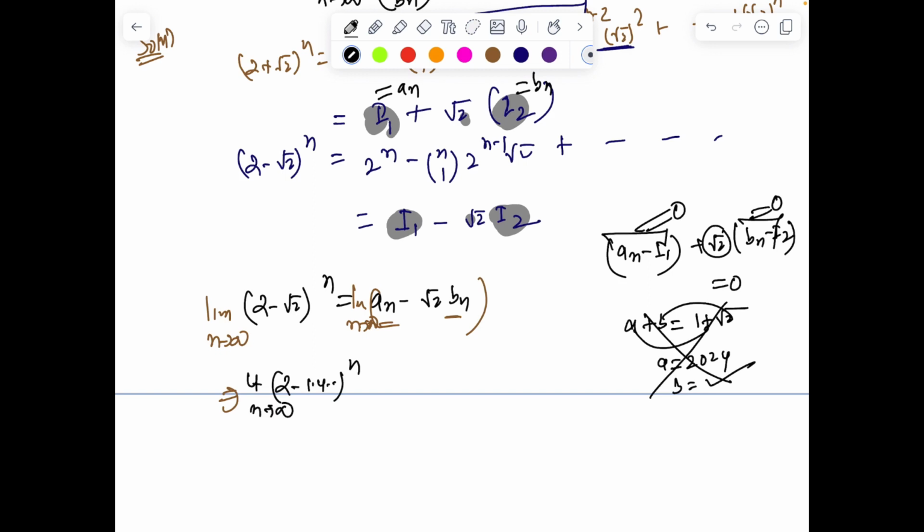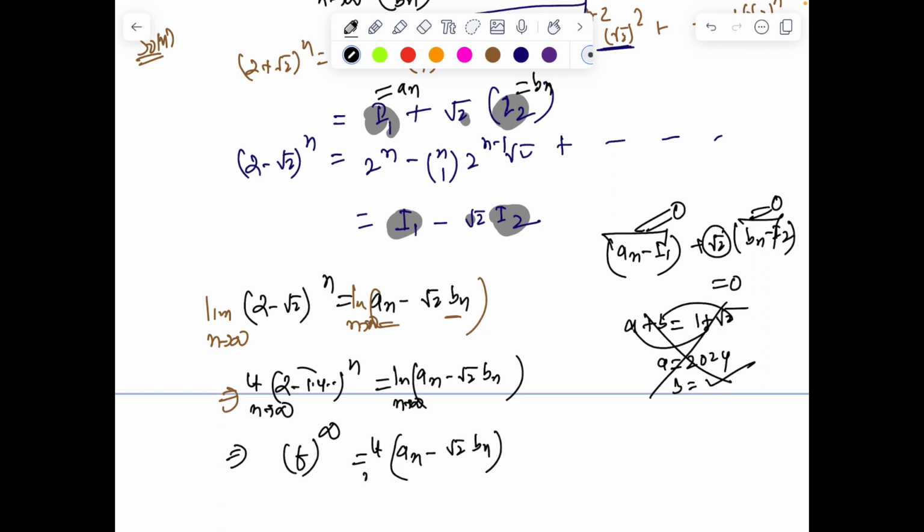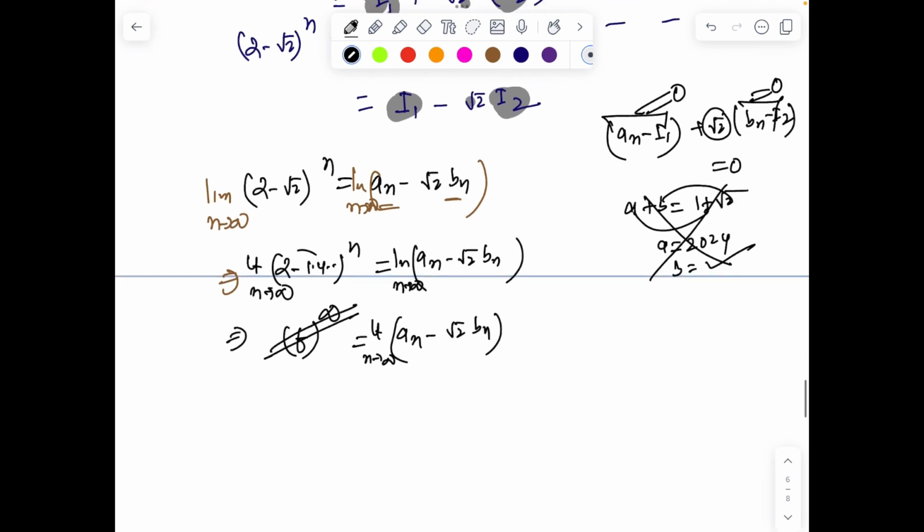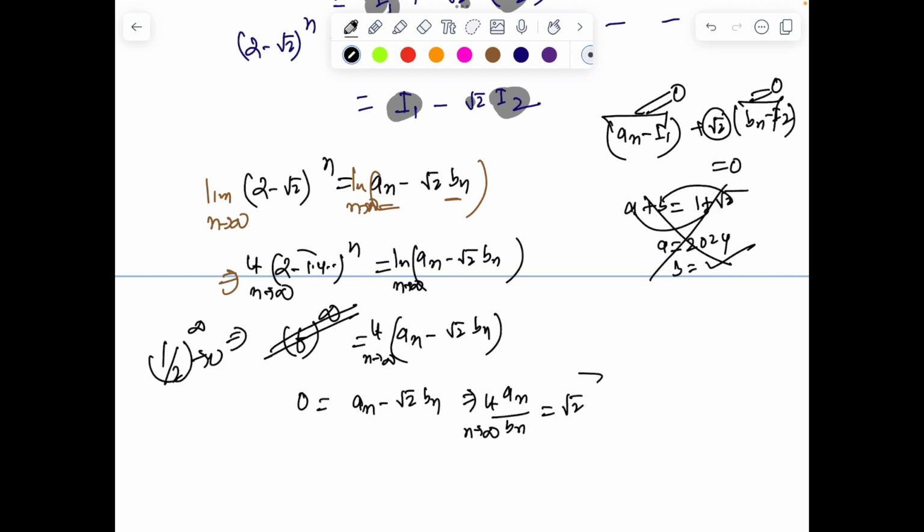1.414 to the power n आ जाएगा. Limit n tends to infinity and this quantity is an minus root 2 bn. अब ये quantity देखो, it's like some fraction to the power infinity equals an minus root 2 bn. A fraction to the power infinity will definitely die, because let's say 1 by 2 to the power infinity, it has to die. There is no way. तो 0 equals आ गया an minus root 2 bn when n tends to infinity. तो यहाँ से an by bn का जो वैल्यू आया वो डायरेक्टली root 2 आ गया at limit n tends to infinity.